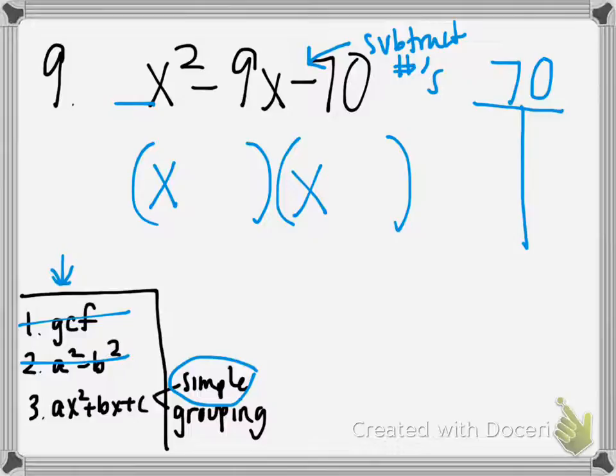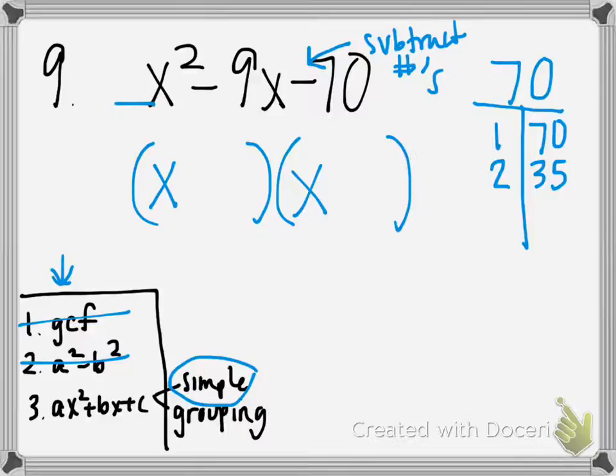So, factor pairs of 70. I always start with 1 times 70. Does that subtract to our middle number, which is a 9? We're going to modify to get 9 negatives later. No, that's not going to work. Because it ends in a 0, I know it's even, so 2 does go into it. 2 times 35. 35 minus 2 is not 9, so we're going to keep going.